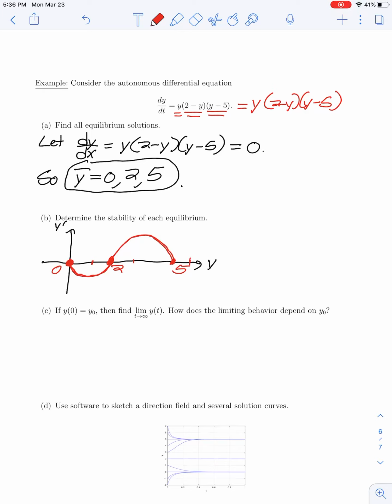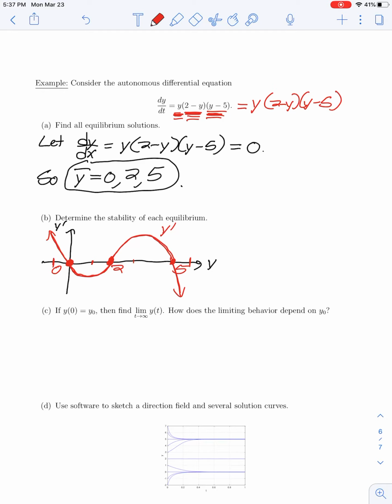Now, if we were to choose a value of y greater than 5, say y equals 6, and plug into our differential equation, we would have a positive times a negative times a positive, the product of which would be negative. And if we were to choose a value of y less than 0, say negative 1, we would have a negative times a positive times a negative. So the product of those terms would be positive. So this is a rough sketch for the graph of y prime.